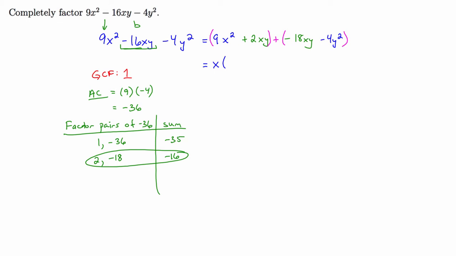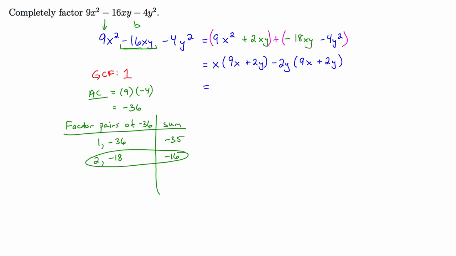In the first group of 9x squared plus 2xy, there is a common factor of x. And if we factor x out of that group, we will be left with 9x plus 2y. In the second group, negative 18xy minus 4y squared, I recognize 2 things. Both the numbers are negative, so we'll factor out a negative, and both the numbers are even, so we'll actually factor out a negative 2y. Factoring out negative 2y from negative 18xy minus 4y squared gives us 9x plus 2y.